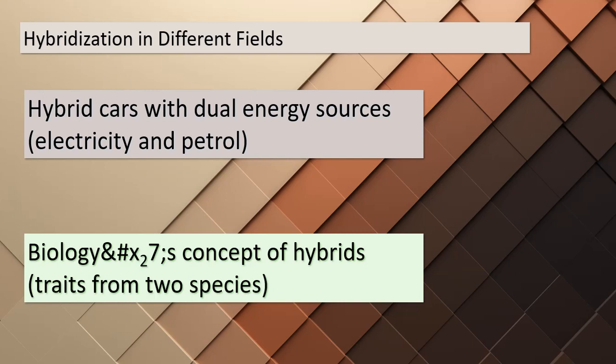Much like how a hybrid car blends two energy sources, hybrid orbitals in chemistry combine features of contributing orbitals. This blending results in orbitals that possess some of the shape and size characteristics of their parent orbitals. Are you ready to explore the fascinating world of hybridization across these diverse fields?